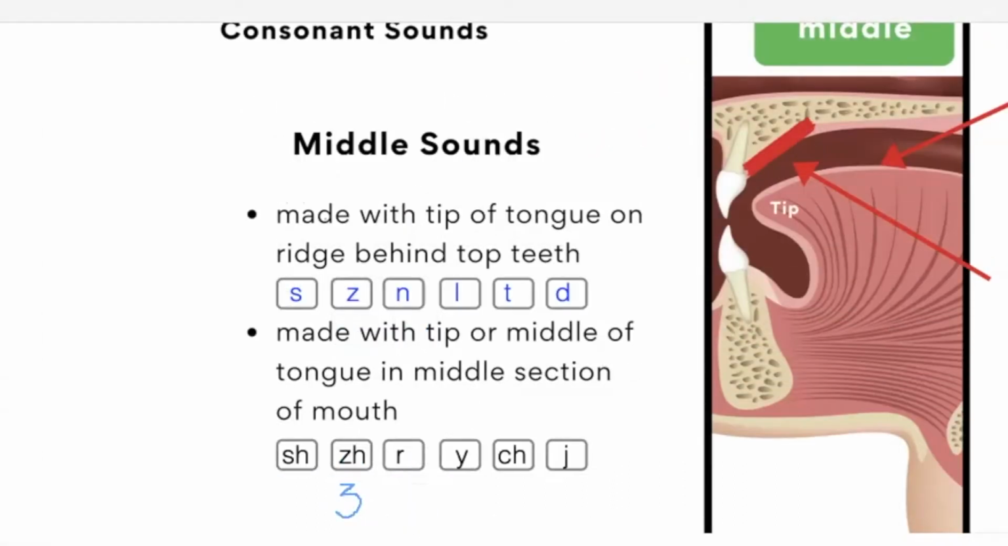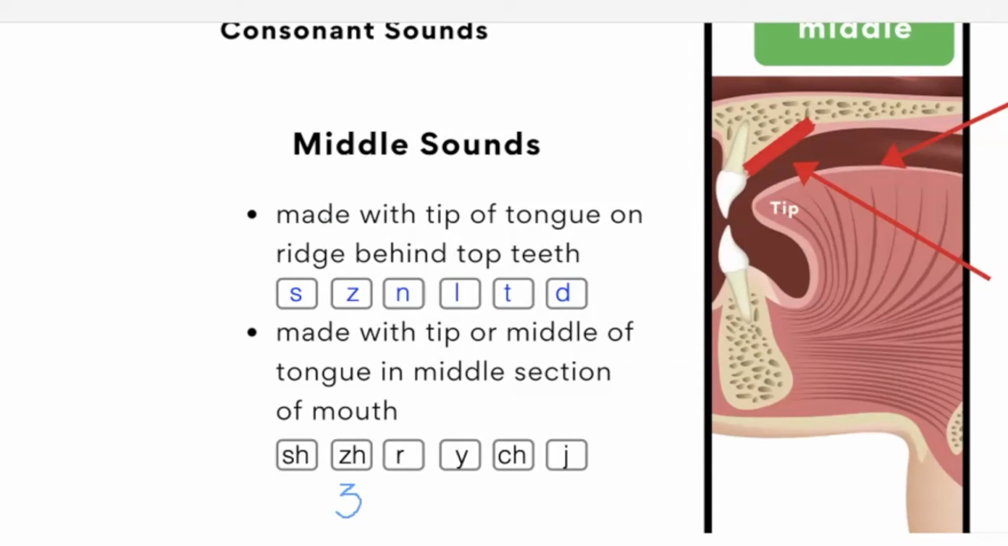Okay, how did you go with the middle sounds? Doesn't matter if your order is not the same as mine. It can be any order. Did you get made with tip of tongue on ridge behind top teeth? S, z, n, l, t, d. And could you feel that your tongue was more or less in the same position, but you were just changing the manner?